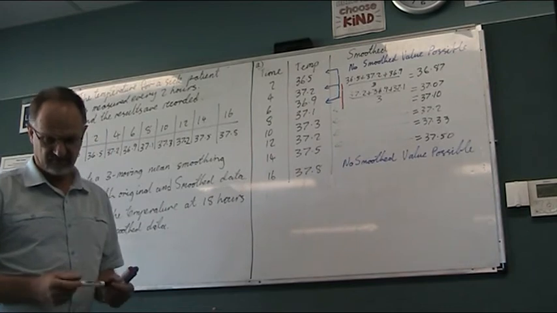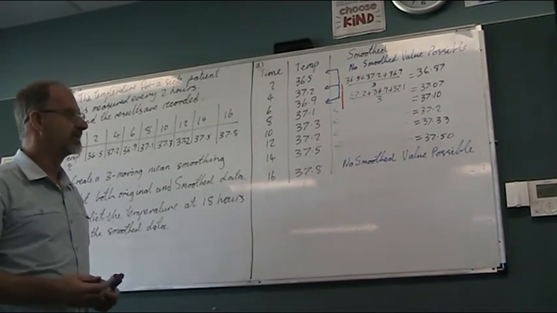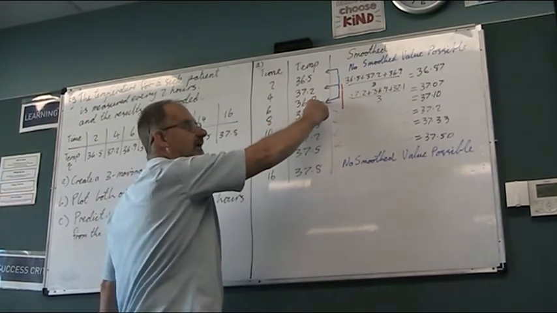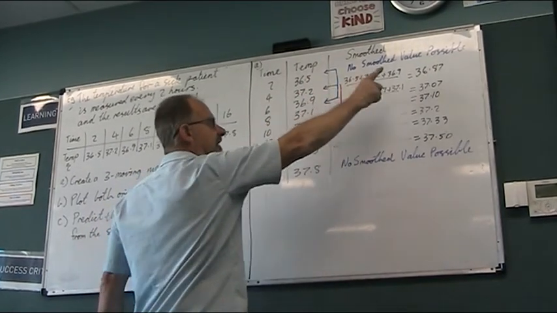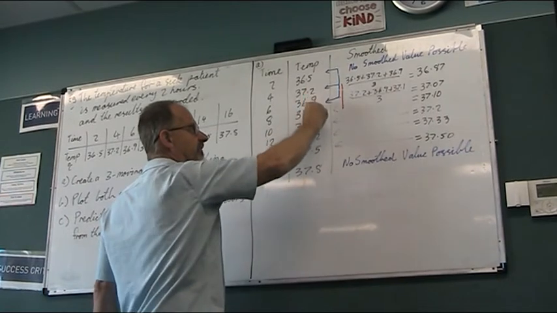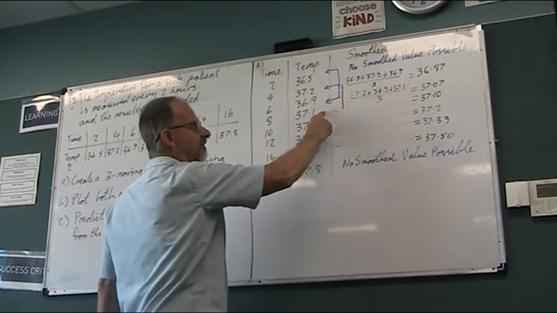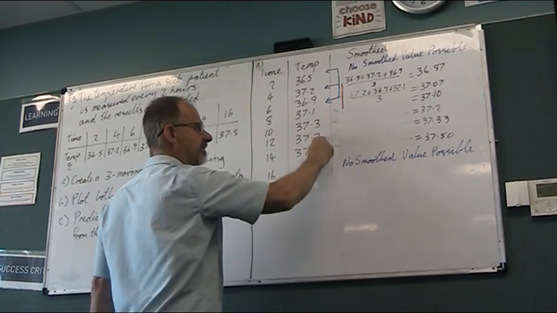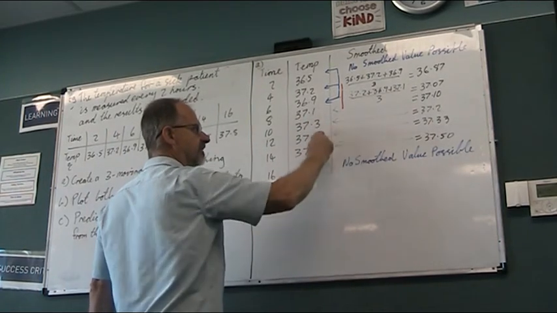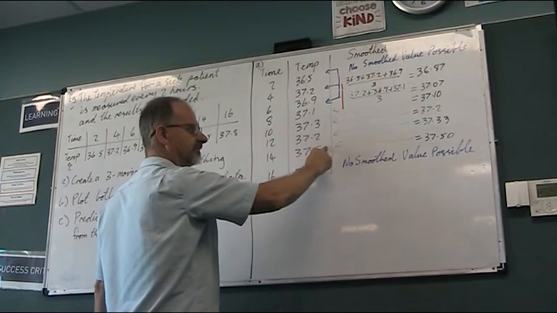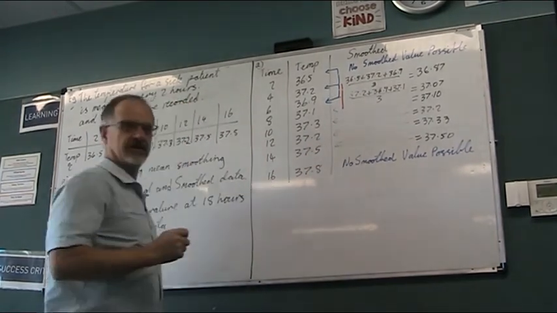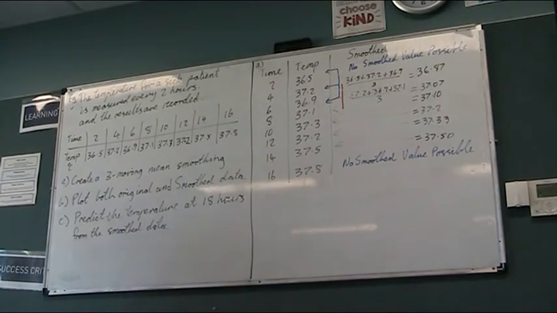So is that a 3 moving mean? Yes, it's a 3 moving mean, because I've used 1, 2, 3 numbers to get that mean. 1, 2, 3 numbers to get that mean. For this one, these 3. For this one, these 3. For this one, these 3. For this one, these 3. And that's as much as you can do.